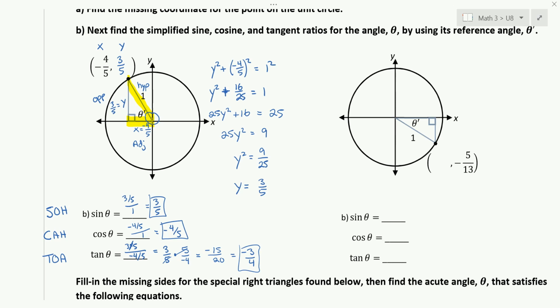If this is the reference angle right here, sometimes, like in this circle, this will always be your reference angle, but like here, sometimes it changes, right? So if you find your reference angle and find the two sides that make that, those two sides will always be your hypotenuse and your adjacent.